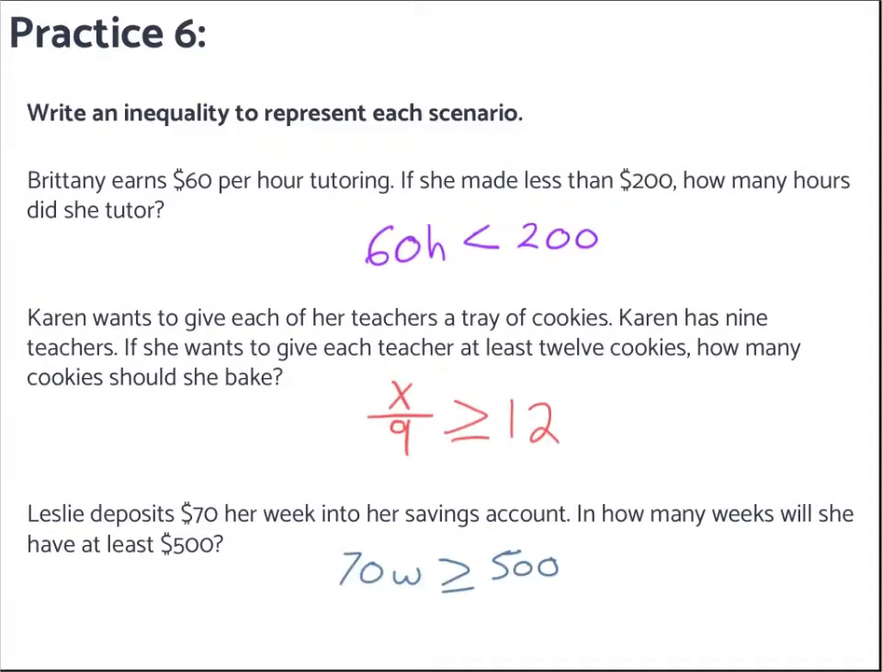How did you do? Did your answers match mine? You could have used different variables. If you used x for all of them, I used h for hours and w for weeks, but you could have used whatever variables that you wanted. Hopefully you got the answers that match mine. If you did, great. If not, go ahead and fix your paper so that it looks like mine.